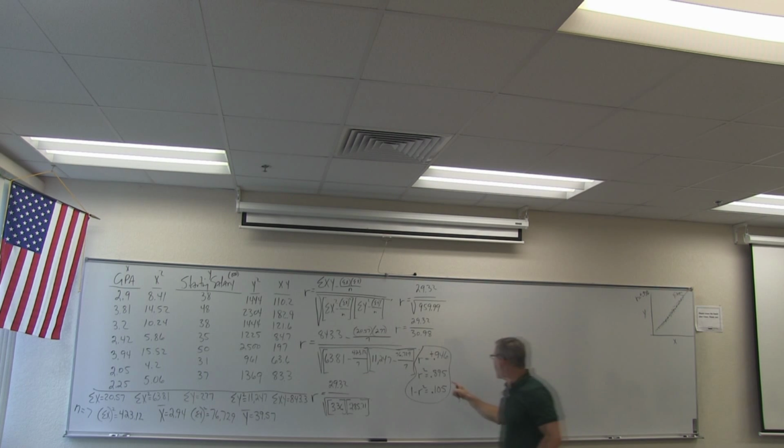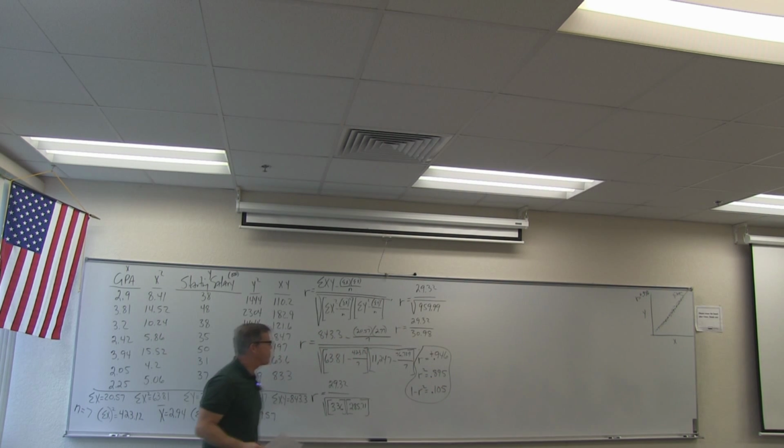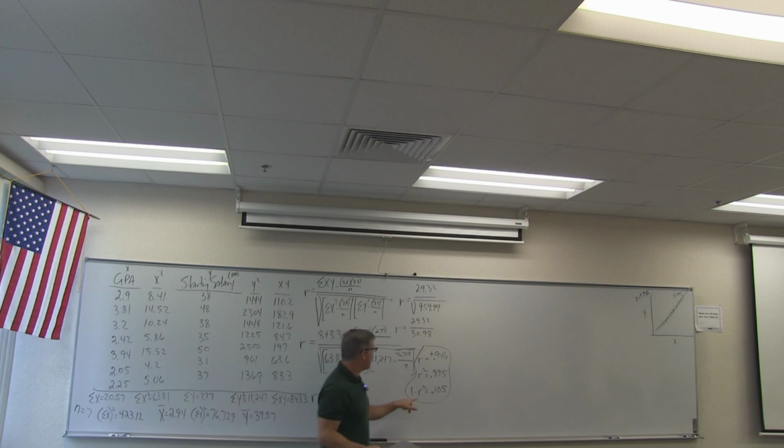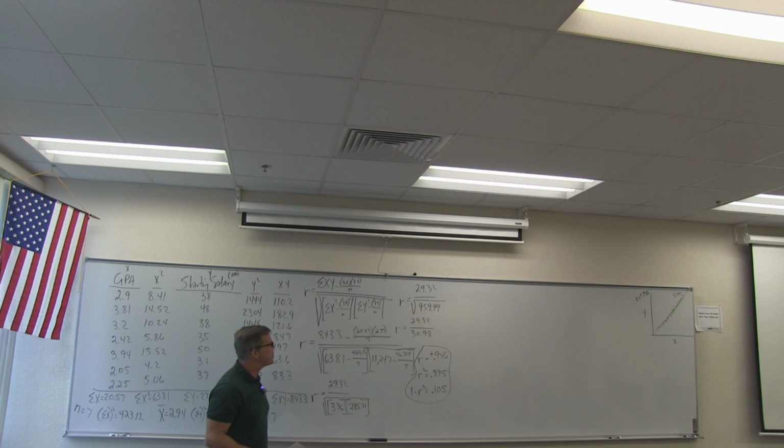We have about 89.5% shared variation for our coefficient of determination. Interpretationally, we would say 89.5% of the variation in y can be explained or predicted by the variation in x. We have about 10.5% unshared variation. This is the coefficient of non-determination. And we'd say about 10.5% of the variation in y cannot be explained or predicted by the variation in x.